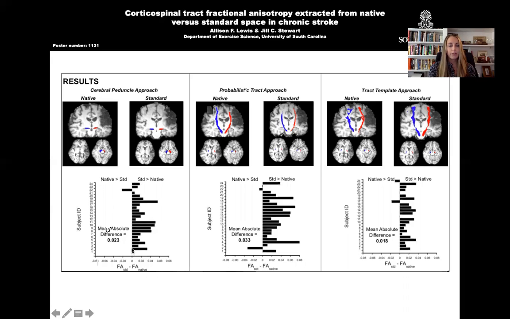So bars that fall to the right mean that for that subject, the FA standard value was higher than the FA native value. And you can see that for all 3 approaches here, in general, FA standard was higher than FA native. And then here we have the mean absolute difference. And so while FA standard was higher than FA native, it was by a relatively small magnitude, considering that mean values for this population for the ipsilesional tract are between 0.4 and 0.5.